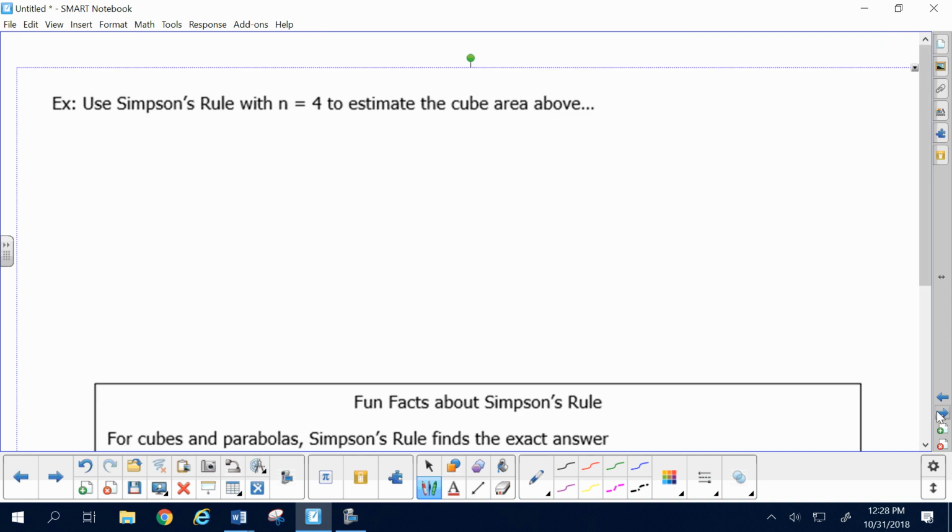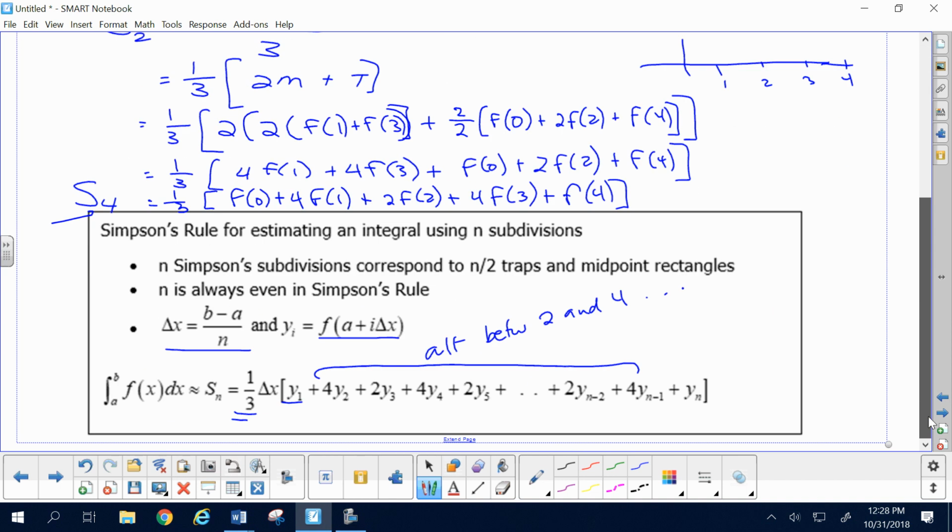Mr. Ring? Yes, what question? What is the S sub 4? I don't get the 4 traps or that whole idea. So that's S sub 4, using Simpson's rule with 4 subdivisions. What were those 4 subdivisions?